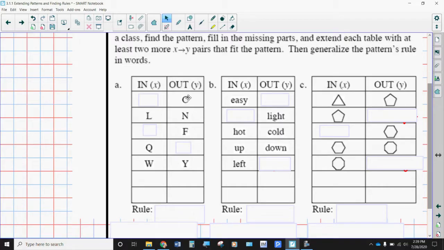Okay, so what I want you to do is look at the evidence that's provided here and see if you can figure out what is the trend going from L to N, from W to Y. What is happening there with those letters of the alphabet? And once you figure out what's happening there, figure out what goes here, here, and here. And then you can, if you want to, come up with a couple of other examples. What's happening here between hot and cold, up and down? Do you notice a trend there? Go ahead and fill in those blanks. And if you want to add a couple of your own, you can.